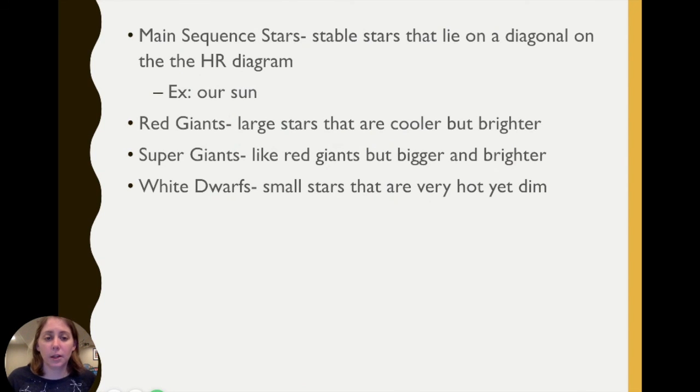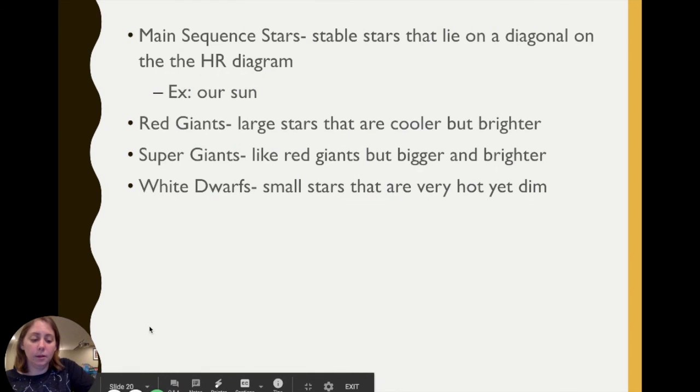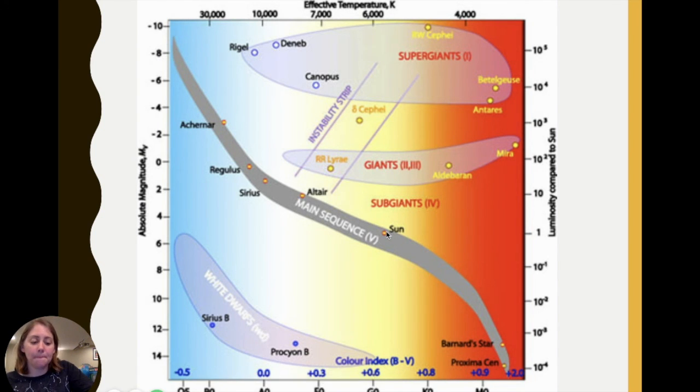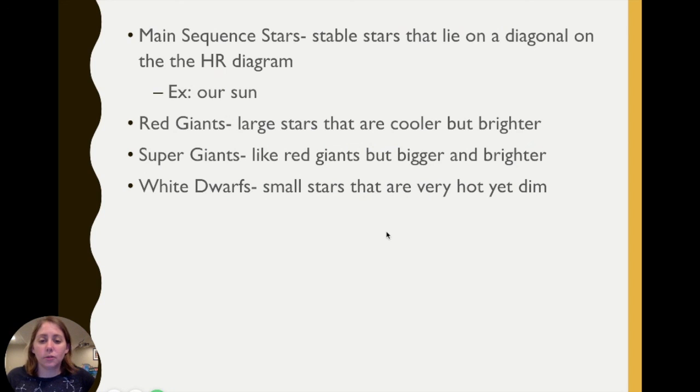So main sequence stars, again, they're on that diagonal line in the HR diagram. Our sun is a main sequence star, and our sun can be found in the middle of that HR diagram. So we're here, we're a yellow star. Red giants, those are large and cool, but bright. Supergiants are bigger and brighter than the red giants, and white dwarfs are small, very hot, yet dim.